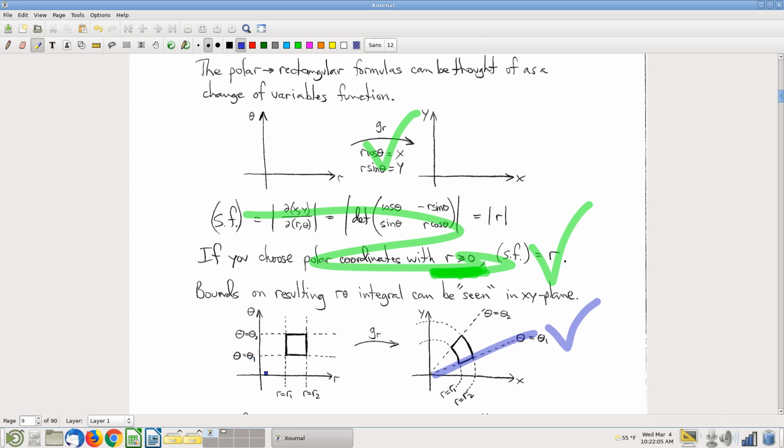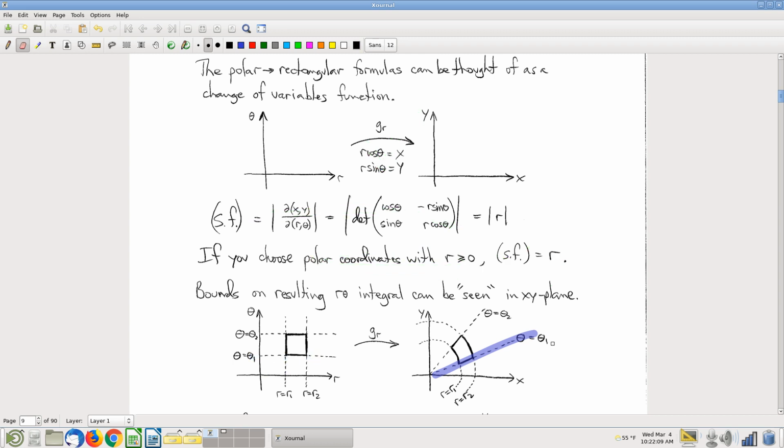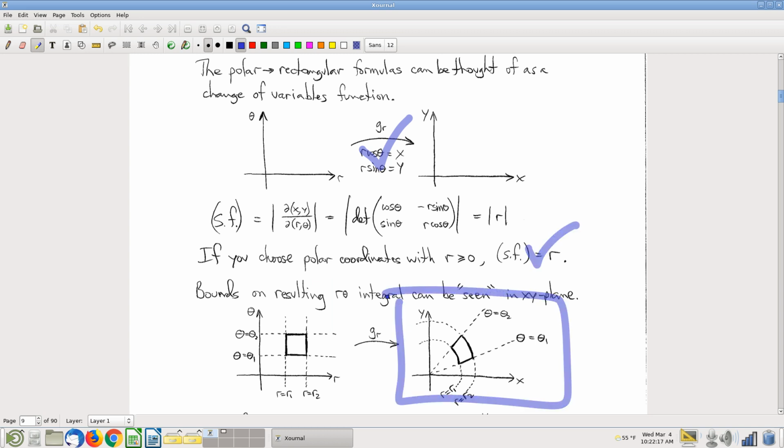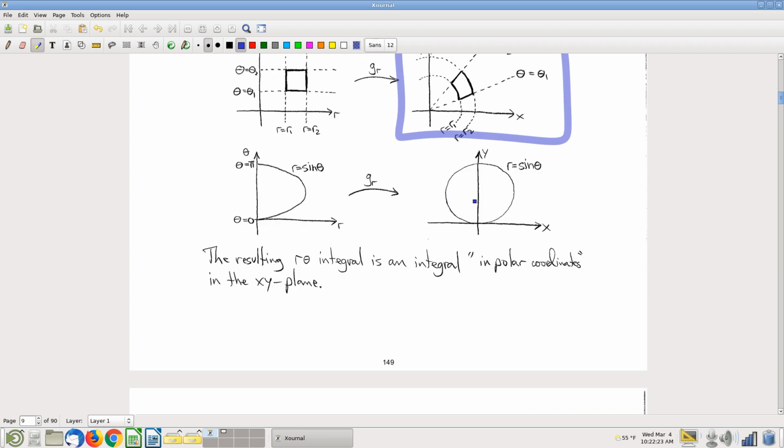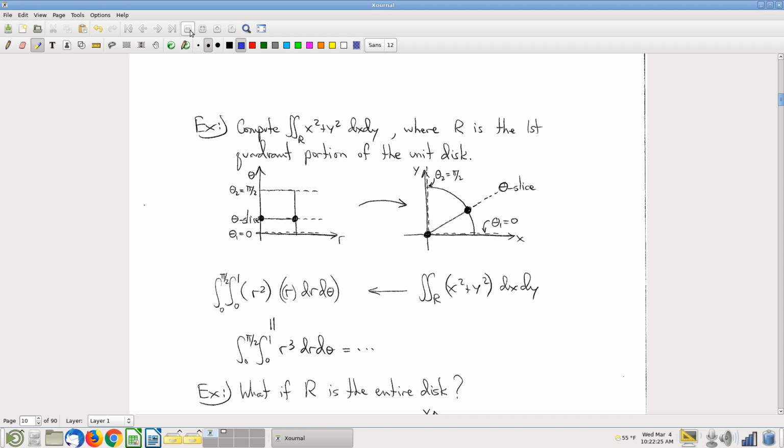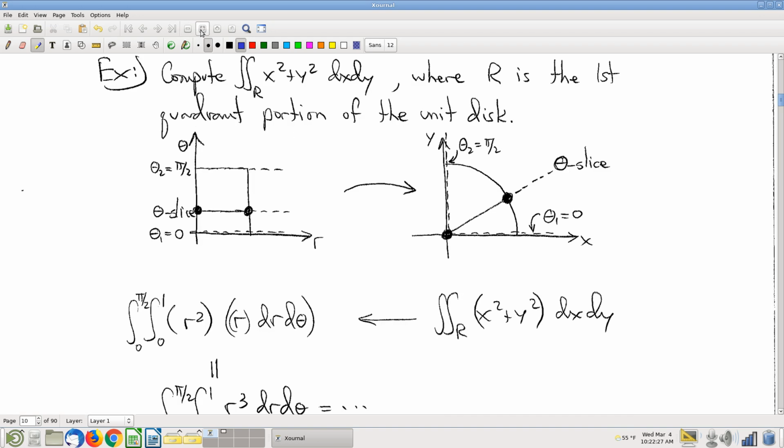So that was the big idea that we came up with. Just declare that we're going to use this as our change of variables function. That's how we're going to plug in for x's and y's. There's my stretching factor. Look at your bounds in the xy plane, and boom, there you go. All right, so we did an example last time. We talked through the details of this example. I won't go through the details again.